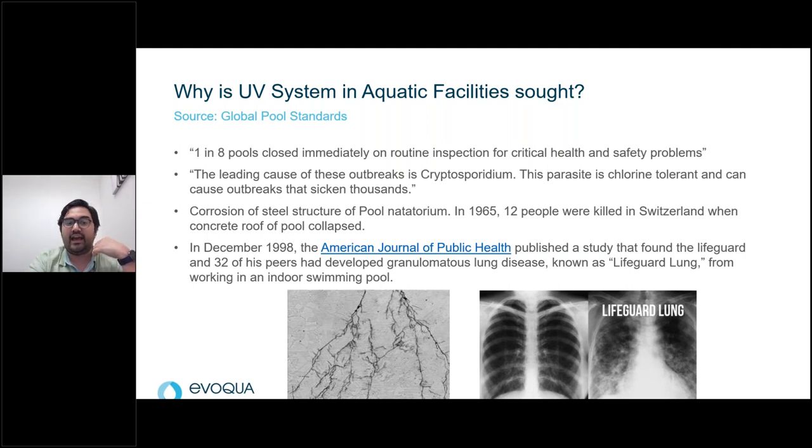There are also cases where steel structures collapsed due to corrosion of the steel panels in an indoor pool, another name for which is a pool natatorium. In 1965, 12 people were killed due to the collapse of a pool roof. In 1998, another disease happened called lifeguard lung, affecting a lifeguard who works in an indoor pool and keeps inhaling the off-gas chloramine. You can see a picture over there, the before and after of the disease caused by the constant inhaling of the off-gas chloramine.